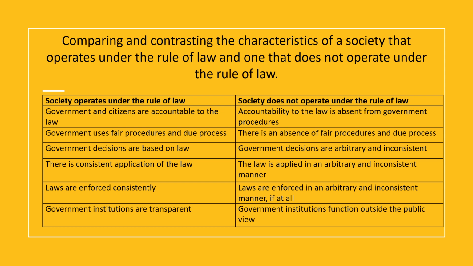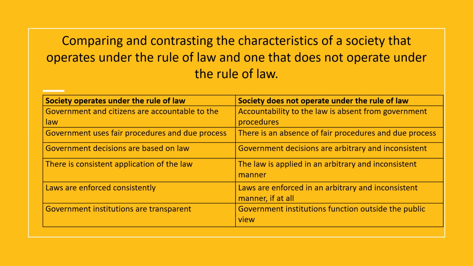So first we're going to be looking at this graphic organizer. On the left side, you're going to see a society that operates under the rule of law. On the right side, you're going to see a society that does not operate under the rule of law. What's interesting, and very important to our discussion, is that societies that do not operate under the rule of law still have laws. The key is how those laws are enforced, and what it means when a law is enforced and what it means when a law is not enforced.